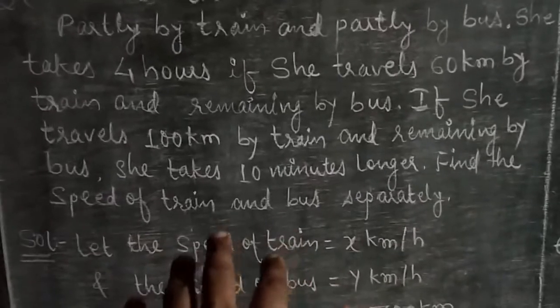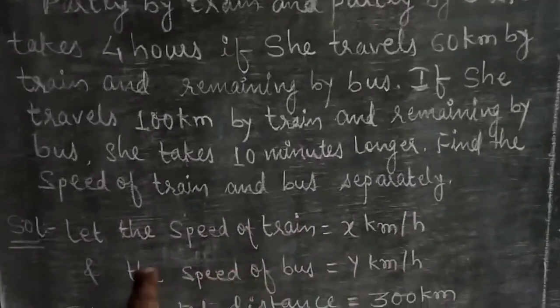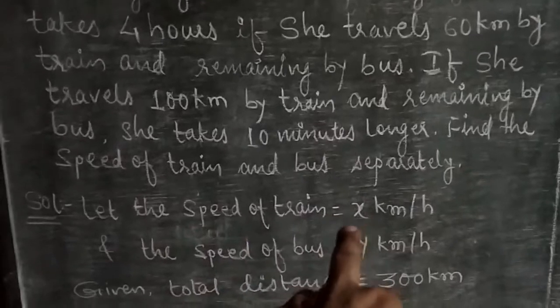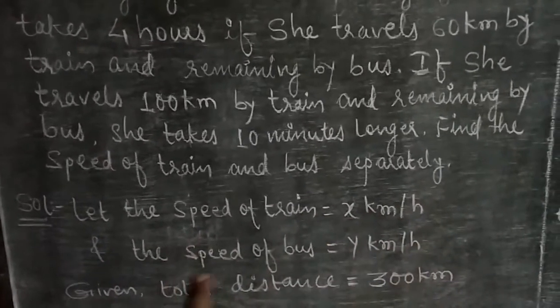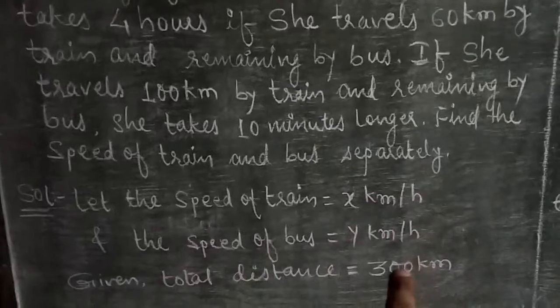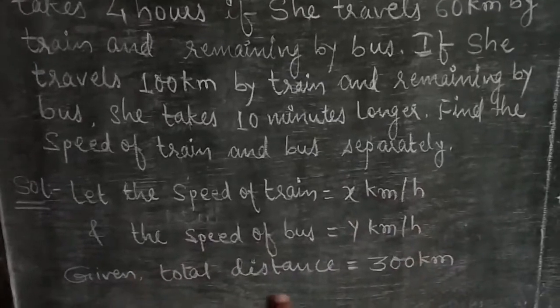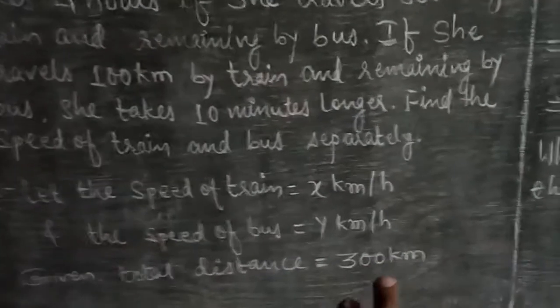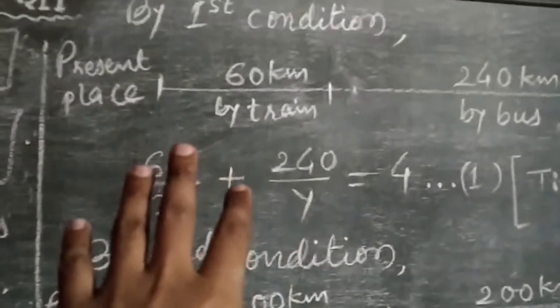So first we will assume the speed of the train and the speed of the bus. Let the speed of the train be x km per hour, and the speed of the bus be y km per hour. And it is given that the total distance of the journey is 300 km. Got it? Now we will use the first condition.